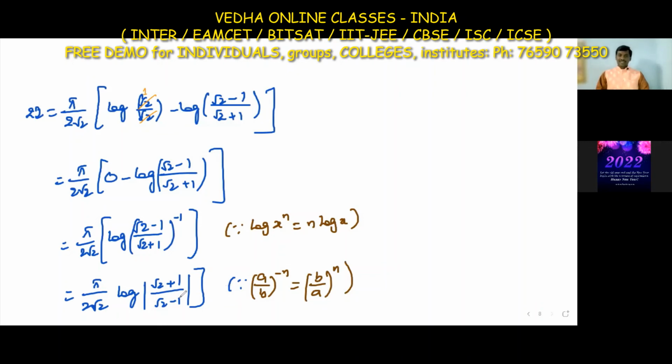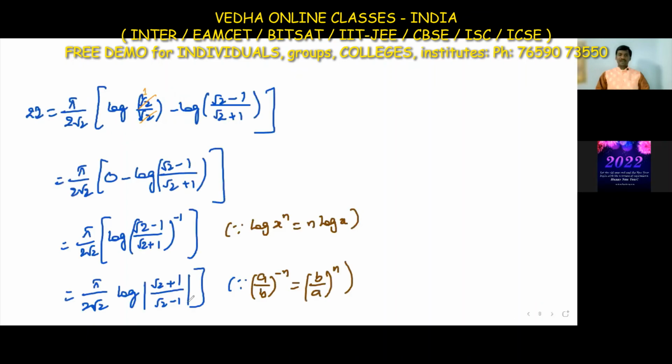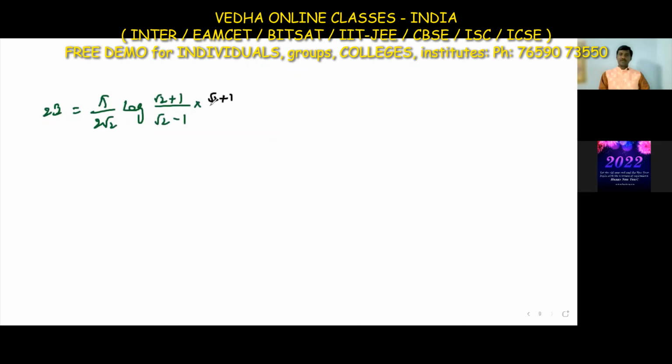So now in this denominator I am rationalizing. If we rationalize the denominator, then 2I is equal to pi divided by 2 root 2 into log mod of (root 2 plus 1) by (root 2 minus 1). As it is, I written here, and after that I am rationalizing the denominator. Rationalizing means change the sign. Here root 2 minus 1 is there, so make it plus, and multiply and divide by root 2 plus 1.